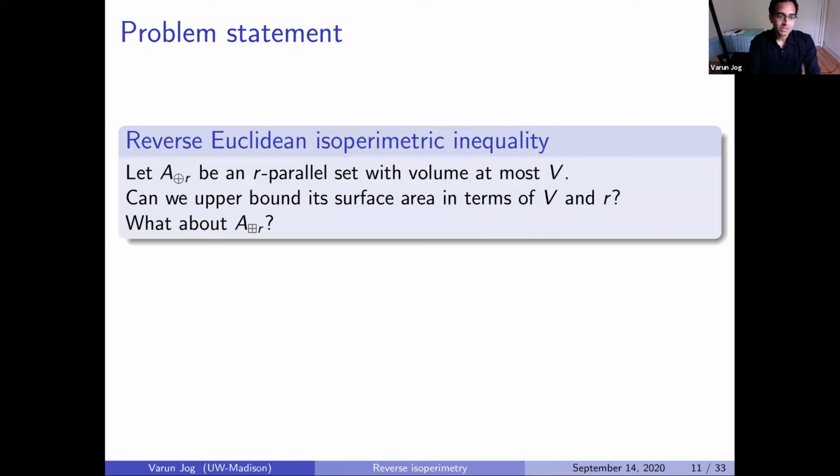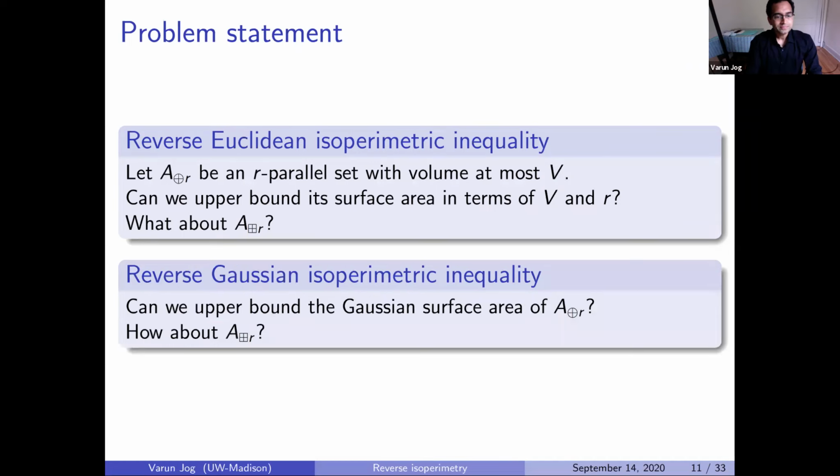And then we ask the same question about A box plus R, so the parallel set in the L infinity norm. And we also ask the same question now for the Gaussian measure. Is there any way you can upper bound the Gaussian surface area of A box plus R and similarly A circle plus R? In the Gaussian case, we don't need to say that the volume is at most V. We just say, here's a set. How big can its Gaussian surface area be?